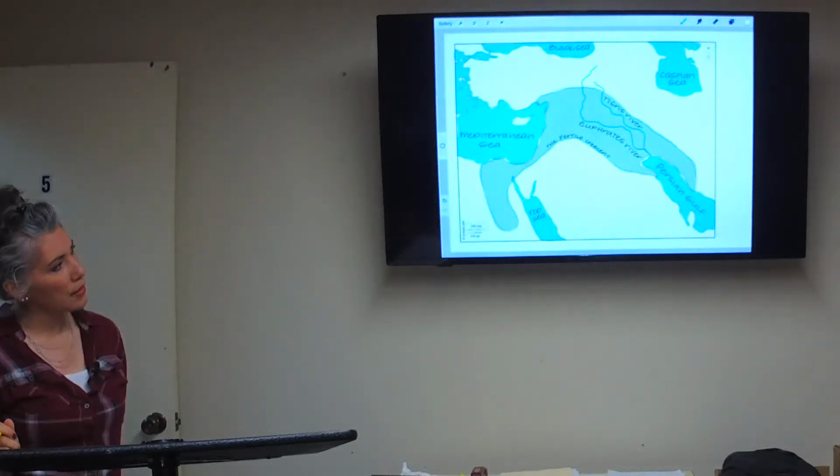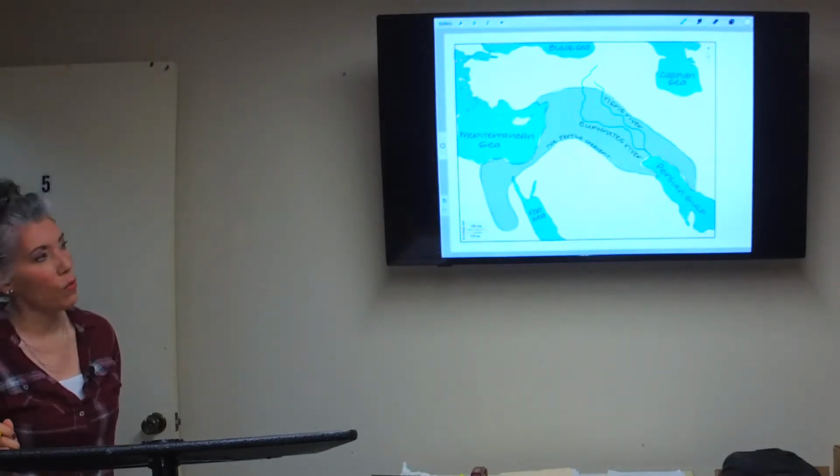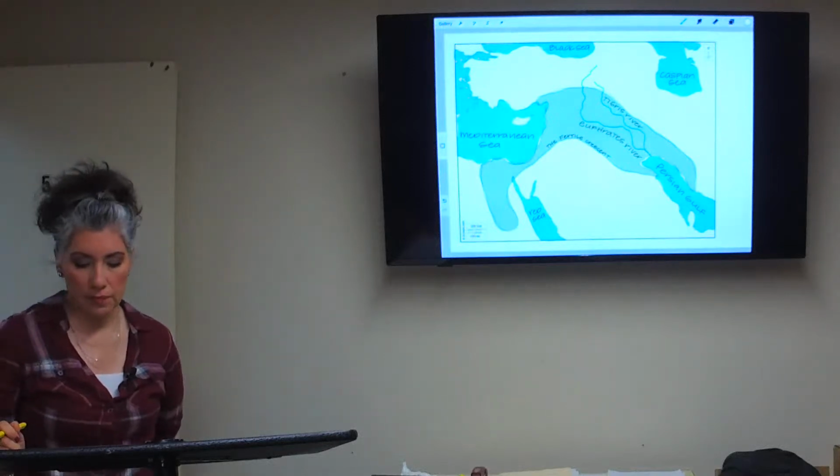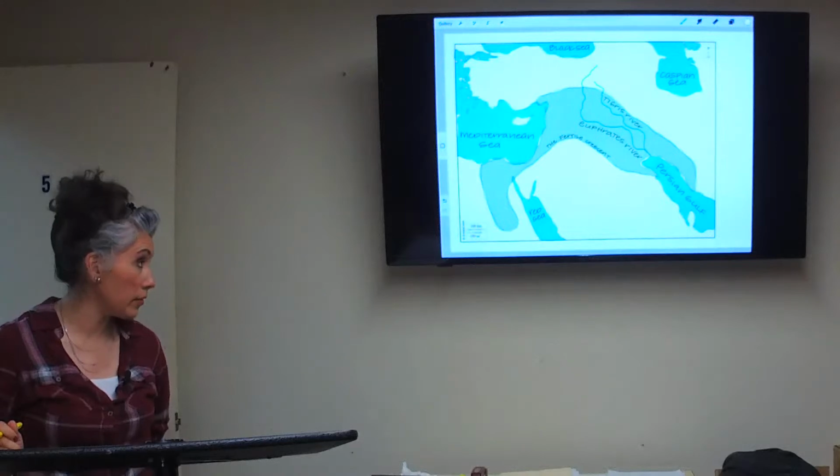And the reason it's called that is because of the fertility of the land there by all that water. Otherwise, it's just desert pretty much everywhere else.